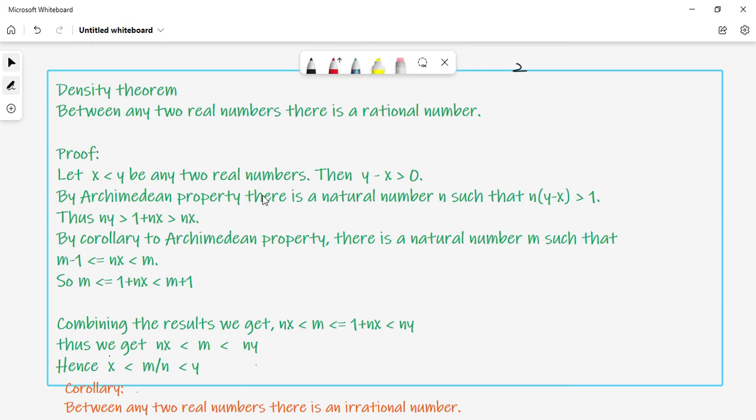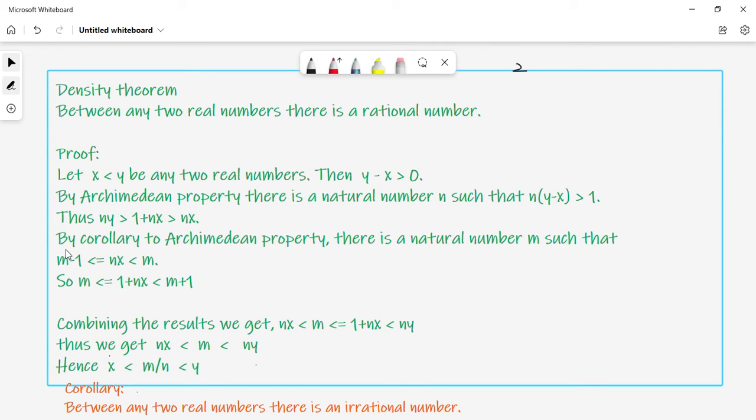Now by the Archimedean property, there exists a natural number n such that n times this positive real number will exceed 1. Of course, 1 is a fixed real number, we know. So n times (y minus x) will be certainly greater than 1. Now let us open this and simplify. What do we get? ny is greater than 1 plus nx. And obviously 1 plus nx will be greater than nx. So we got this inequality.